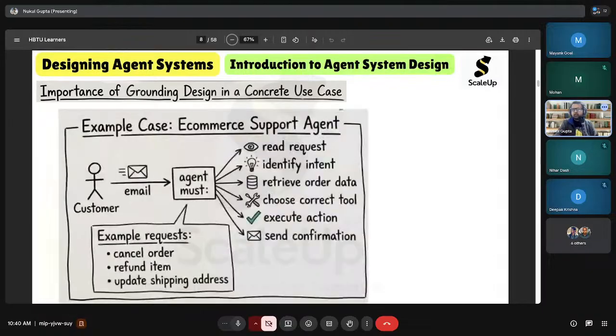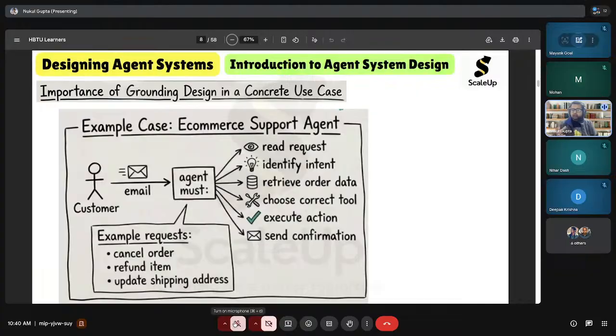That's the idea. Okay, so in the book, this e-commerce example was given. We will discuss it in some good detail in this lecture flow. But if we just look at an overview of the e-commerce support agent, we are trying to build an agent which will read an email sent by the customer. The customer will send an email, and that email will contain a request. That request can be cancel order, refund item, or update shipping address.